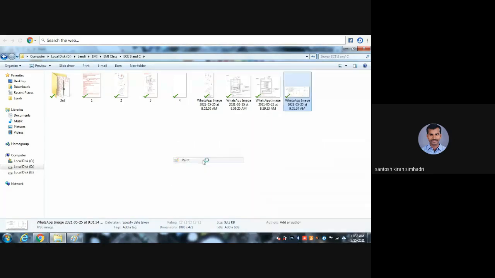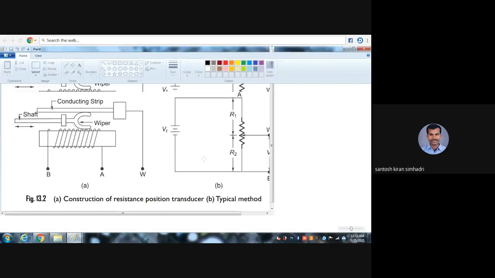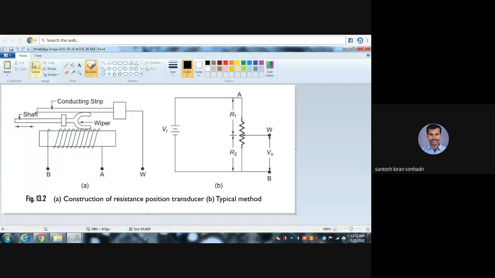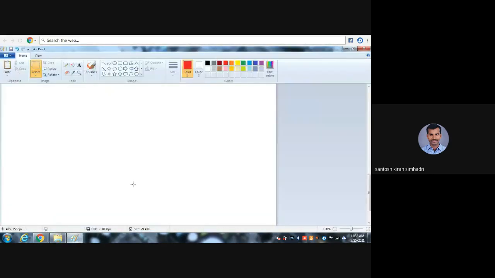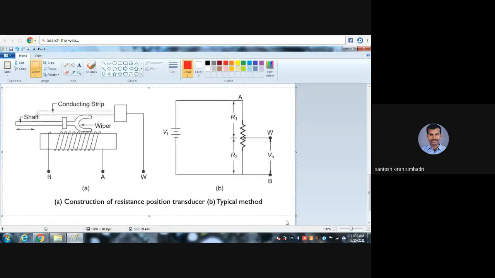Then I will delete this one figure, 13 point is not necessary. Control A, Control C. No need to save. Then I will come back to my original. Just simply control, that's all.